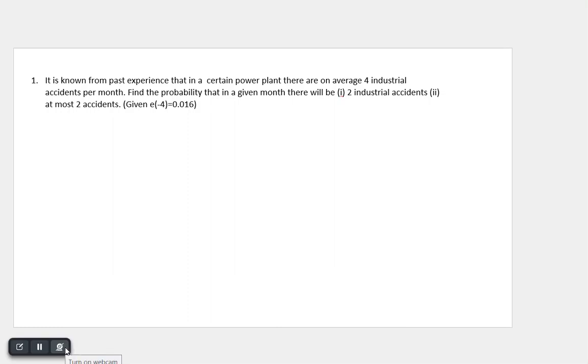We now solve the following problems. It is known from past experience that in a certain power plant there are on average 4 industrial accidents per month. Find the probability that in a given month there will be first, 2 industrial accidents, second, at most 2 accidents. Such a problem has to be solved using the Poisson distribution.